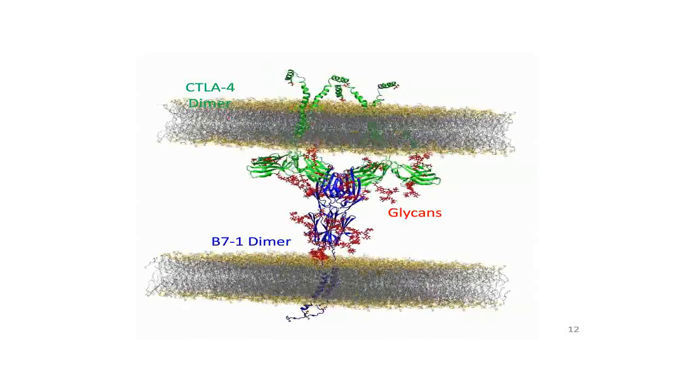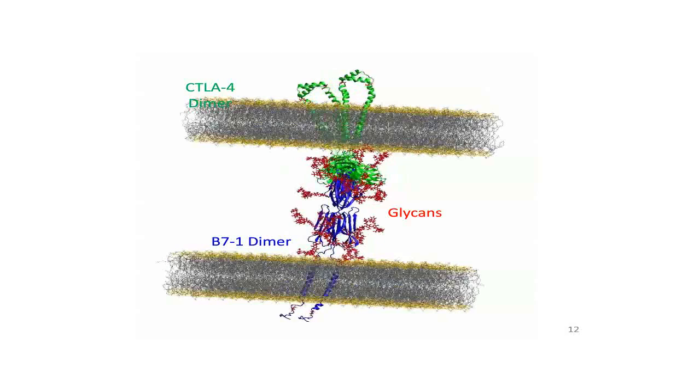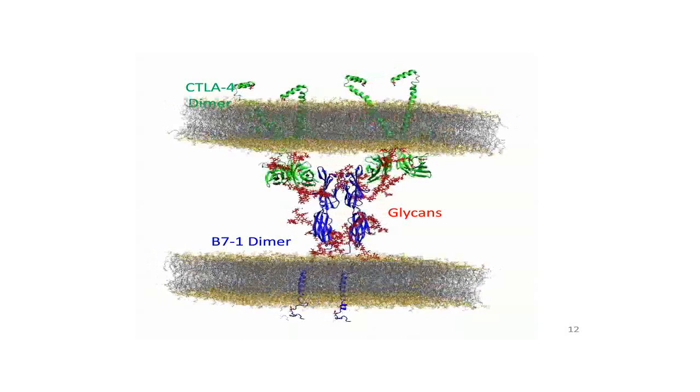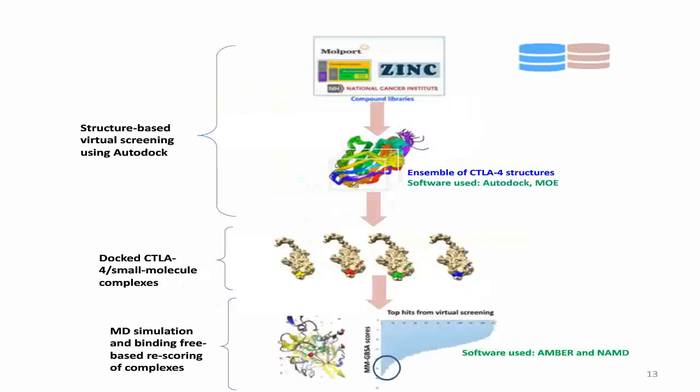So the objective is to try to design drugs at the interface of CTLA-4 with B7 to abrogate that interaction, thus releasing the immune system to recognize and kill cancer cells. So what Hallard has done in his lab, he's used chemicals in known databases like ZINC, at the National Cancer Institute and Malport, where the structures are known. And he's done structure-based virtual screening using AutoDock to the interface of CTLA-4 with B7.